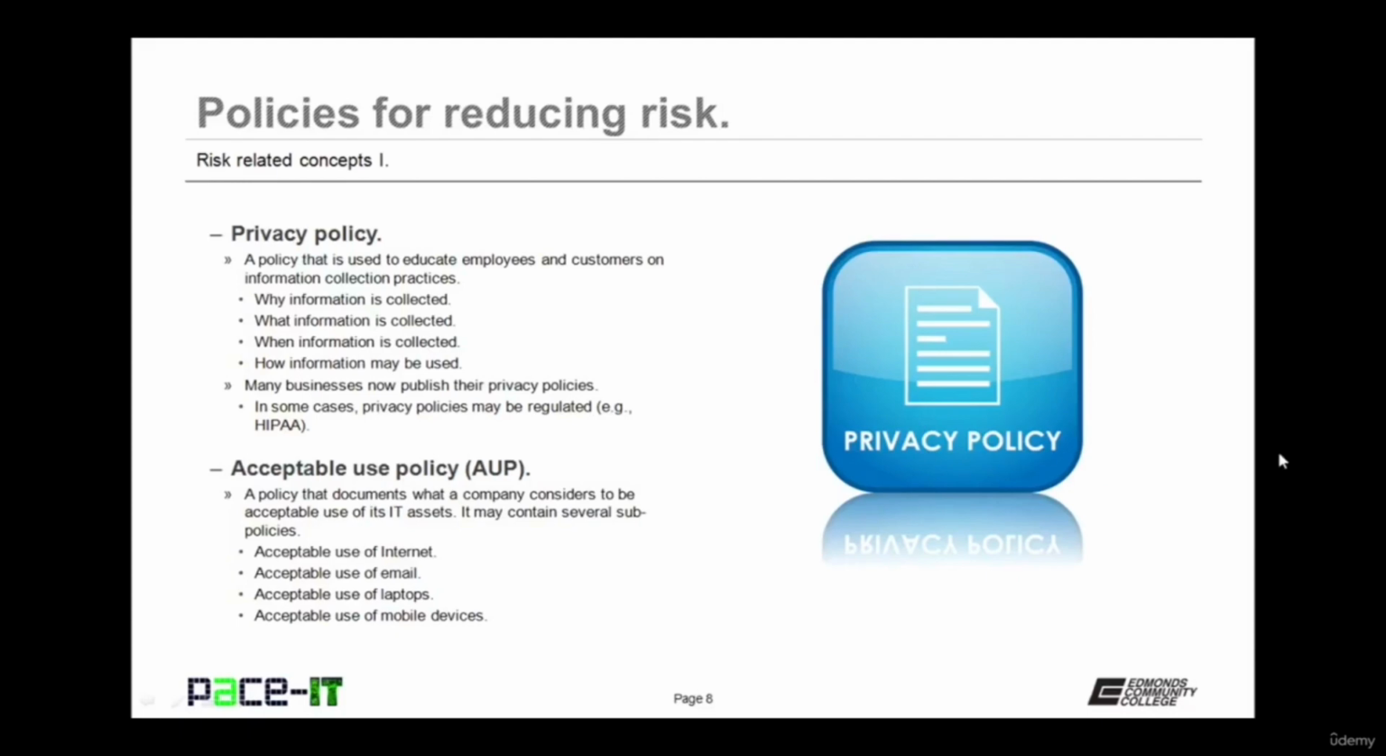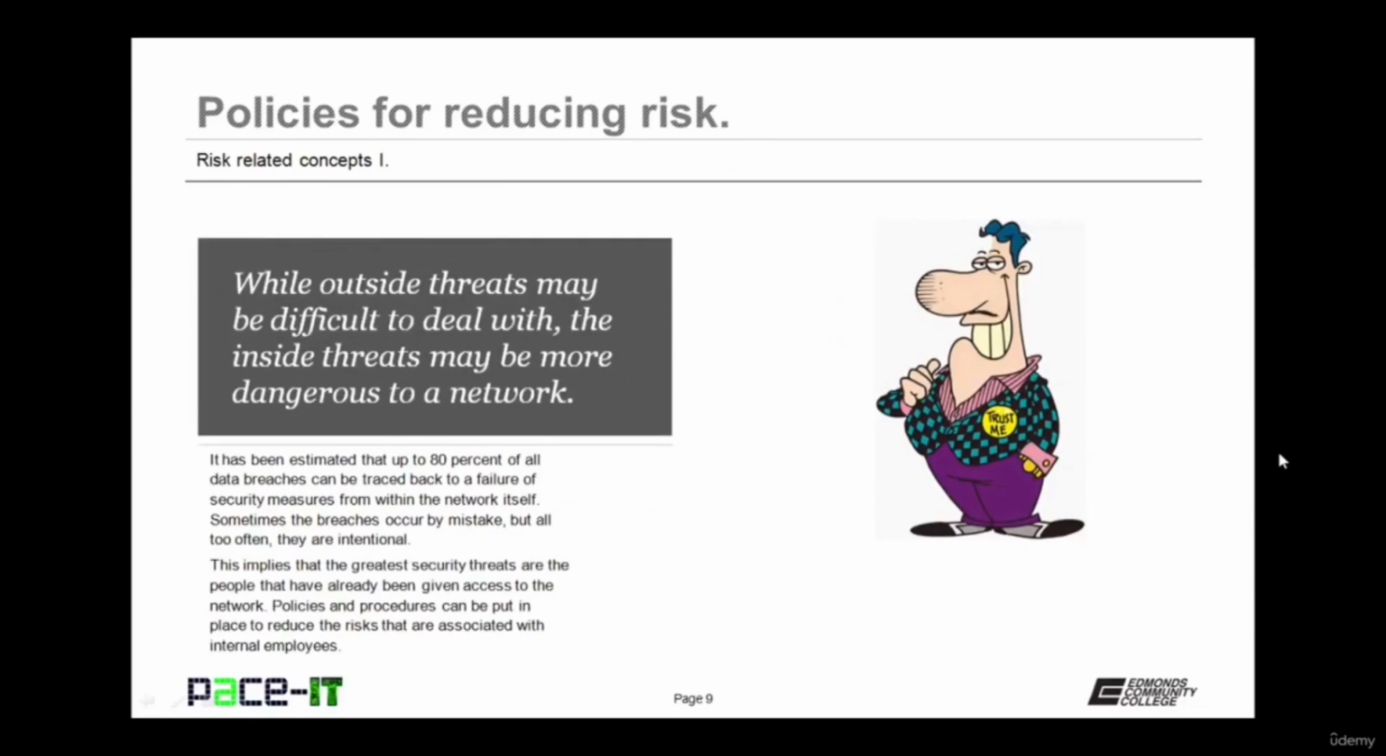It may contain several sub-policies within the general AUP. The AUP should cover what is acceptable use of the internet, email, company laptops, and mobile devices. While outside threats may be difficult to deal with, the inside threat may be more dangerous to a network.